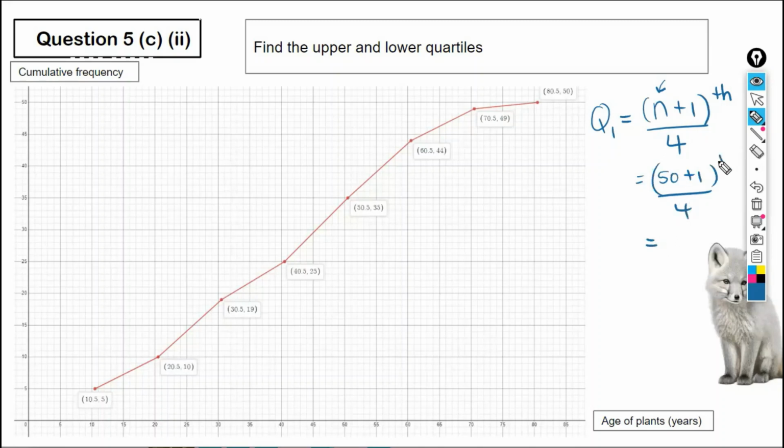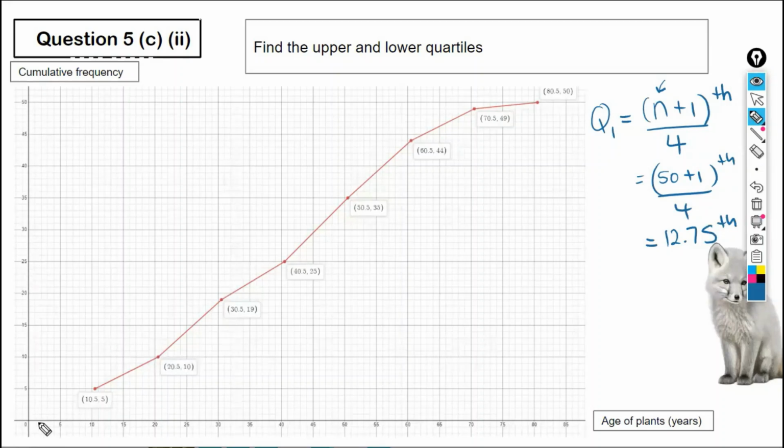You think you all can calculate this for me? Make sure the 50 plus 1 is in brackets and then divided by 4. But we know 50 plus 1 is 51 in any case. 51 divided by 4 is 12.75. This is not the answer for the lower quartile. We're going to use that to find the lower quartile.